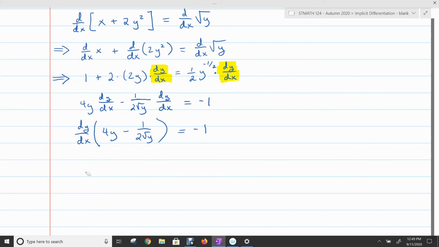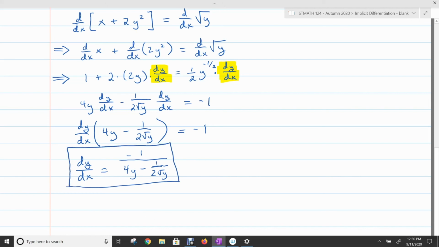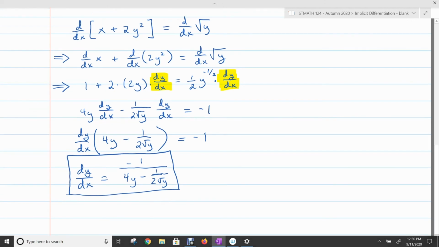So now I've got dy dx multiplied times this quantity, 4y minus 1 over 2 square root of y, equals negative 1. So to solve for dy dx, I just divide both sides by the stuff in parentheses, and I get negative 1 over 4y minus 1 over 2 square root of y. Though we could do some algebraic simplification of that, I'm not going to bother with it right now. So I'm going to put a box around it and say that's my answer. It may be helpful to simplify it a bit if I need to do something else with this derivative, but we're not doing anything else with it right now. We're just trying to find it.